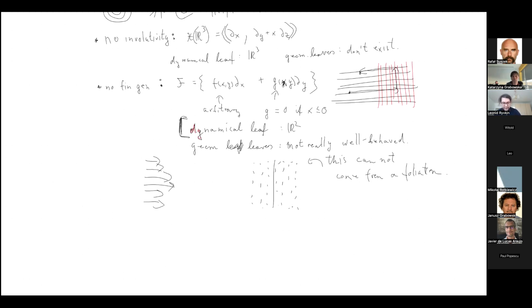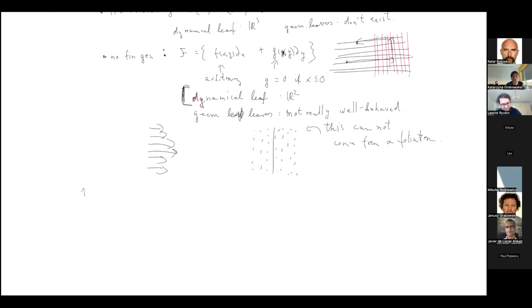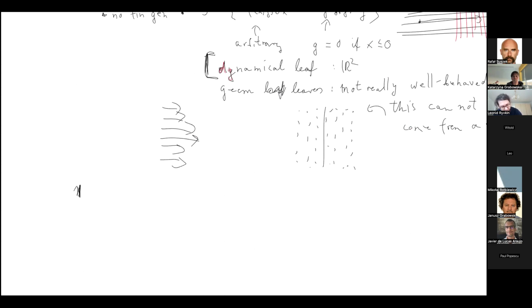Okay. Last remark. This is a weakness of the theory, in my opinion, and it's the fact that there is no general easy notion of morphisms between singular foliations. So morphisms are subtle.